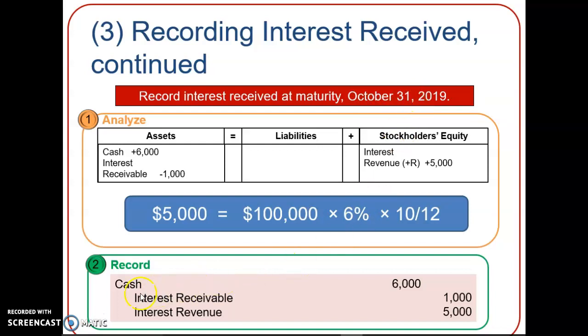31st, we received a cash payment for $6,000. That's for the interest on the note receivable. 1,000 is the receivable from the previous year, from 2018, and 5,000 is the revenue for the current year of 2019. So the 6,000 has 2 parts: 1,000 receivable and 5,000 interest revenue.